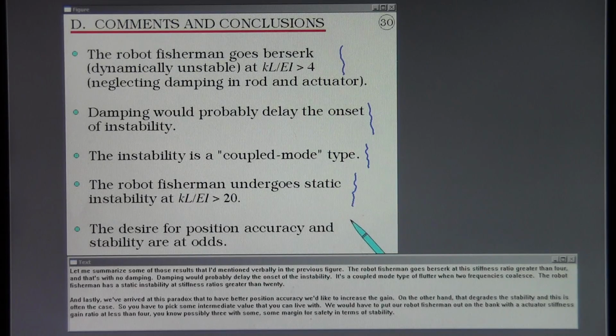And lastly, we've arrived at this paradox that to have better position accuracy, we'd like to increase the gain. On the other hand, that degrades the stability. And this is often the case. So you have to pick some intermediate value that you can live with. We would have to put our robot fisherman out on the bank with an actuator stiffness gain ratio at less than 4, possibly 3 with some margin for safety in terms of stability.